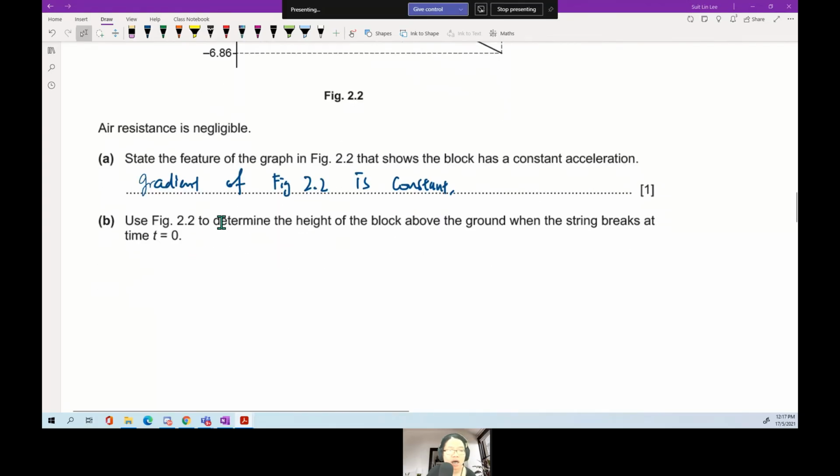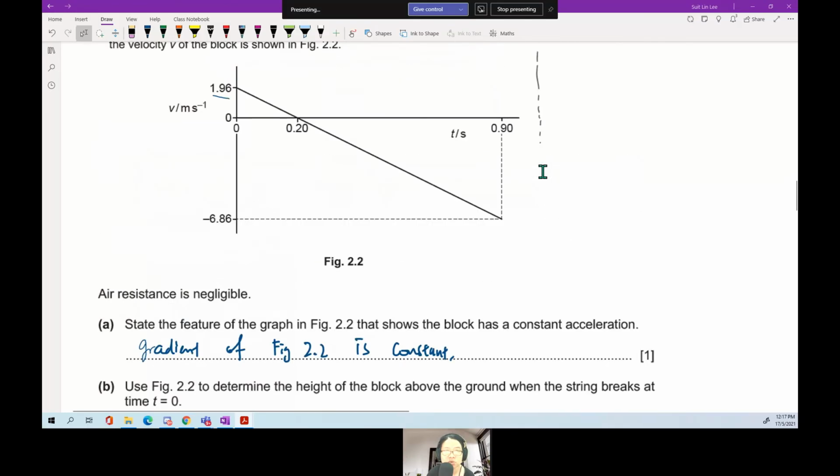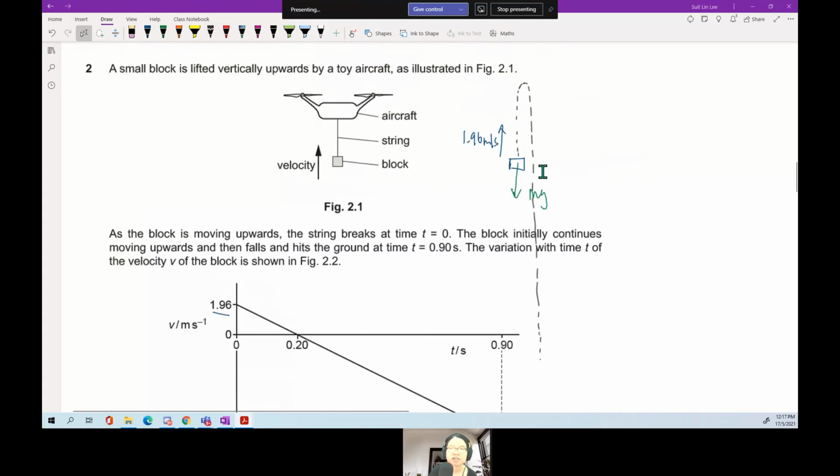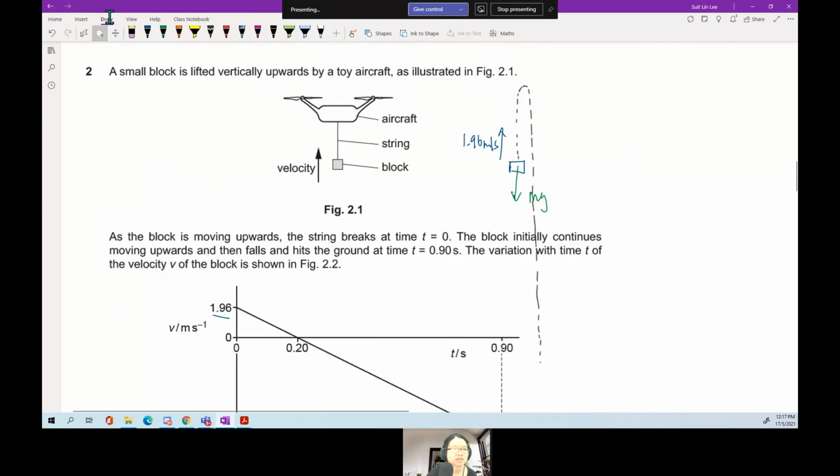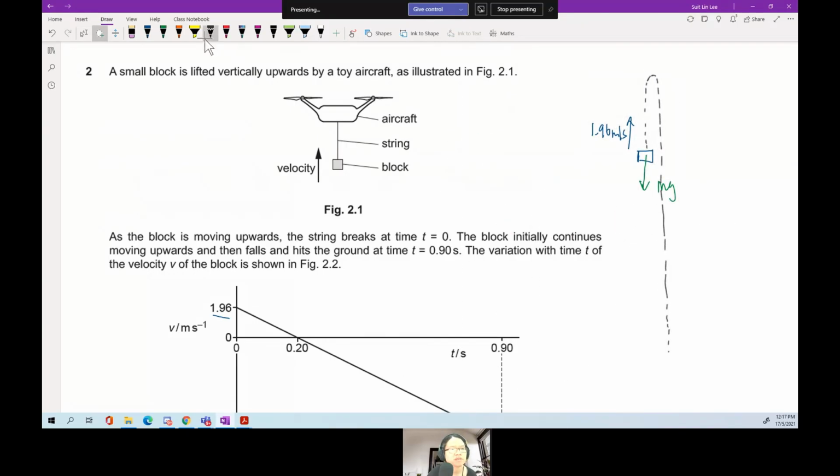All right, next. Determine the height of the block above the ground when the string breaks at t equal to 0. Ooh, interesting. Okay, since I draw this one already, might as well use this. Okay, so what we need feels like a kinematic question. So when it crashes to the ground, let's say this is the ground. Here is where the string breaks, right? String break. So I actually need this distance, s.